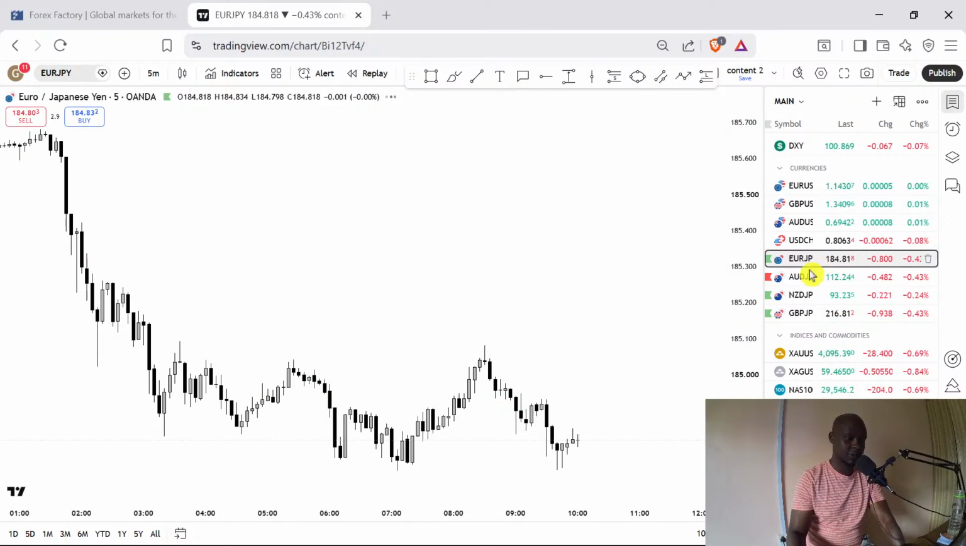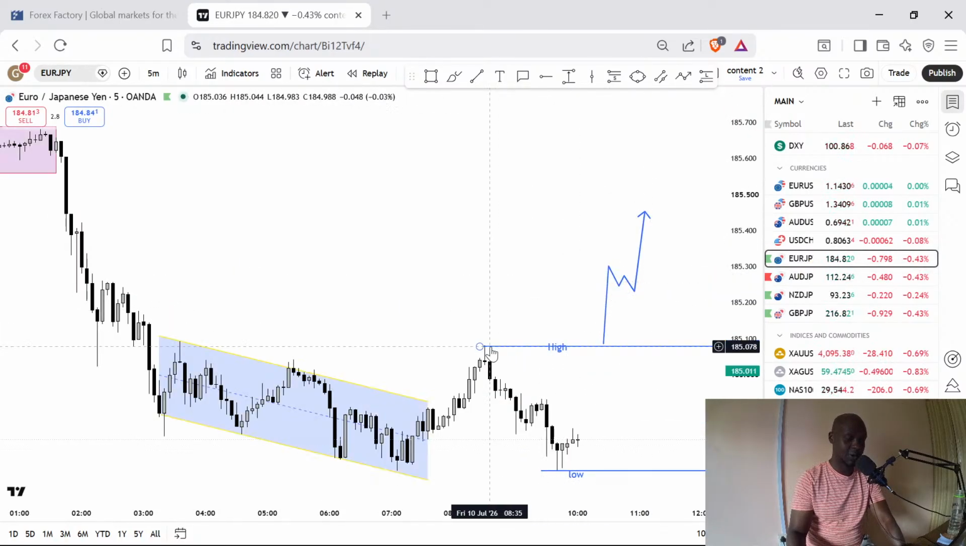On EUR/JPY, I'm also looking for longs, but we still have quite a distance to cover to get to this high, because I will not be looking to get involved with the longs until we break this high.